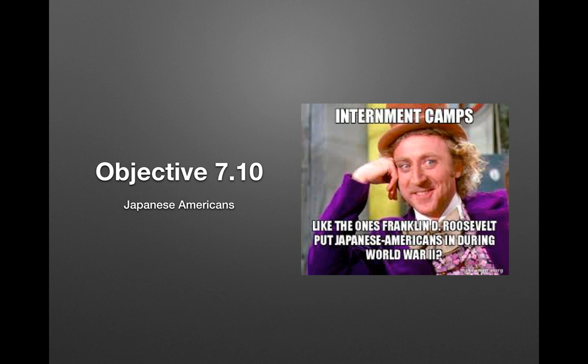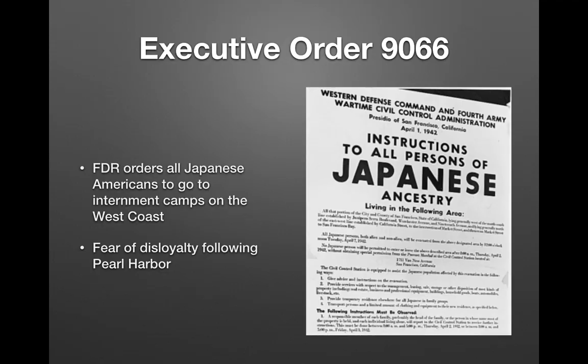Now, objective 7.10. We have talked about Japanese Americans because they're in a camp all their own. So internment camps, like the ones FDR put the Japanese Americans in during World War II. The internment camps again came up in this whole immigration debate with the border and everything. So let's go on with this.